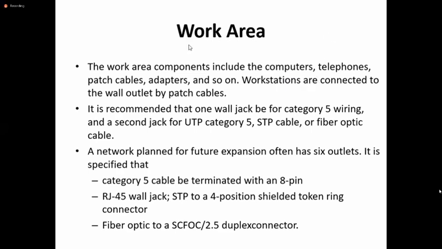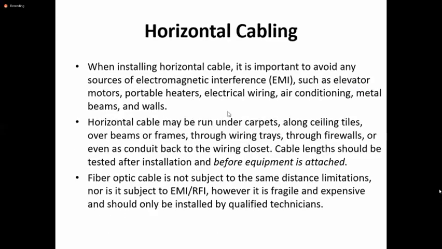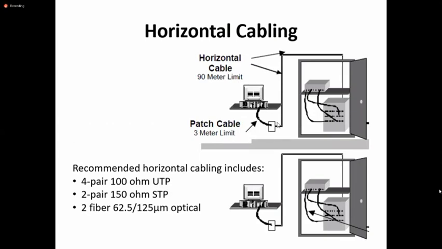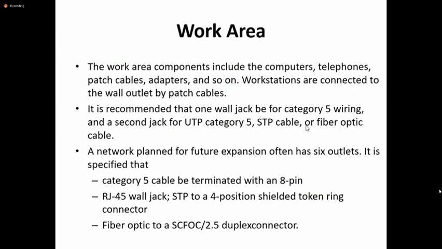Right. So your work area will have computers, telephones, patch cables, adapters. So the workstation will be connected to the wall outlet by patch cables like this, right? So this will be a wall outlet which will be near your computer. Right. So it is recommended that one wall jack be for category 5 wiring and the second jack for UTP.